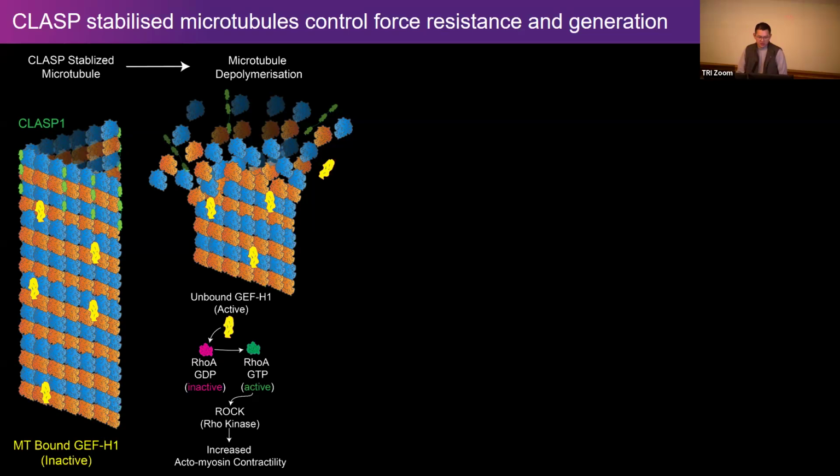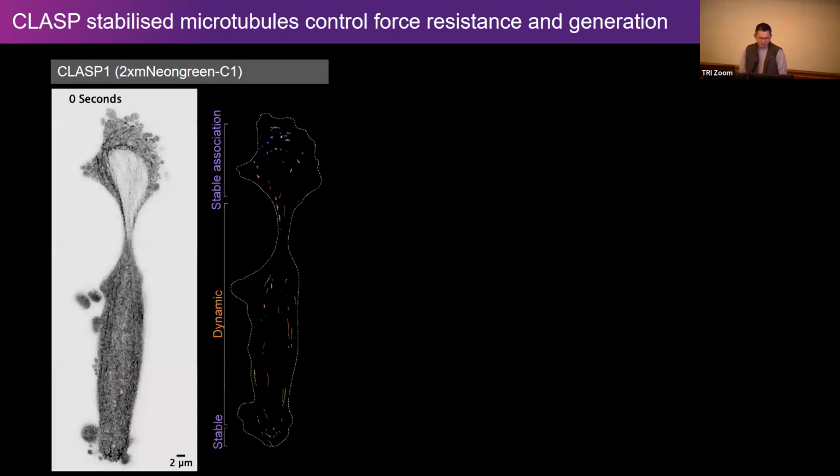activate in these settings. So basically the way CLASP works would be just to stabilize the microtubules, thereby preventing GEF-H1 from activating and then triggering downstream actin-myosin contractility.